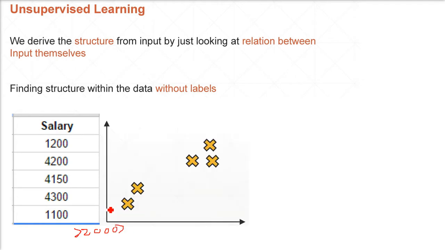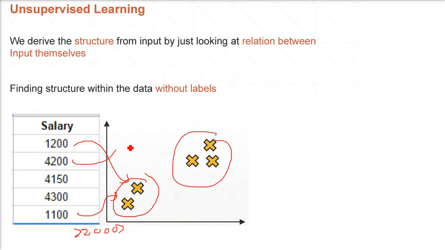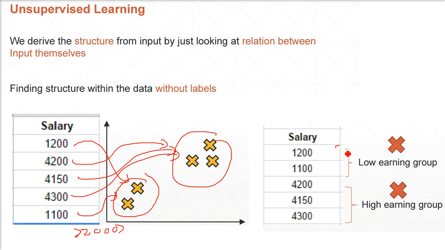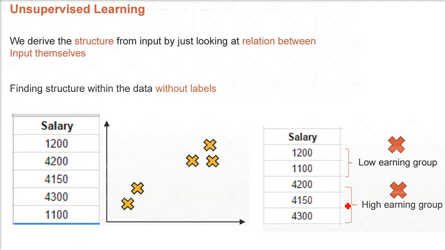For example, if we make a graph of this, this is clearly seen by our naked eyes. We can see here that we have this 1200 and this 1100. But these three are corresponding to 4200, 4150 and 4300. So this is another cluster. Now the machine or the algorithm can categorize this into a low earning group and a high earning group. This is unsupervised learning.